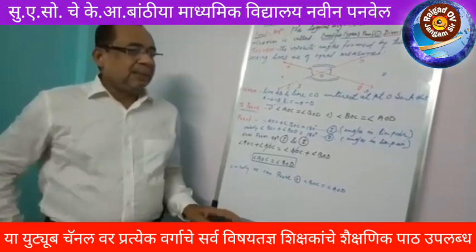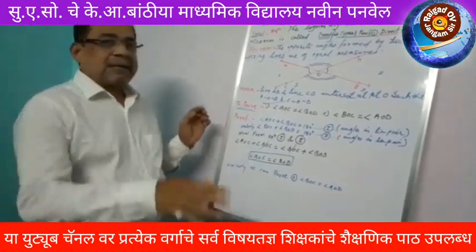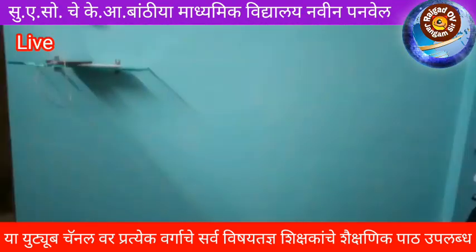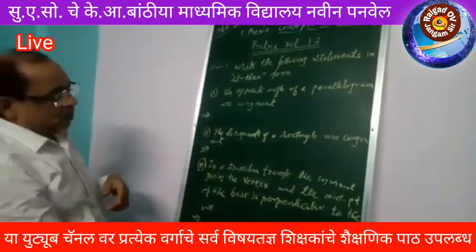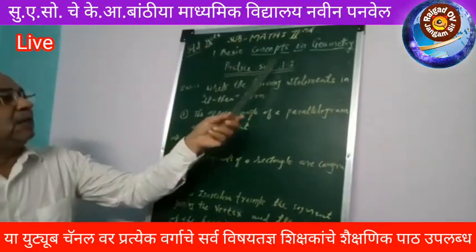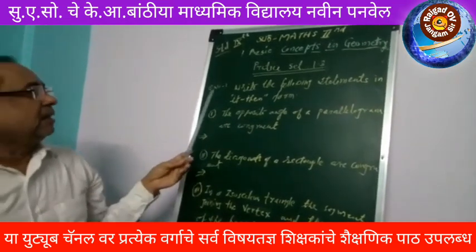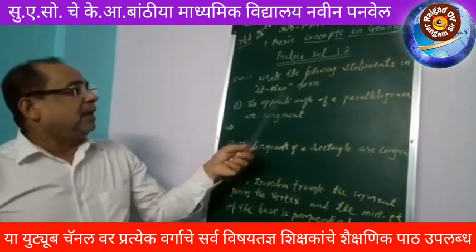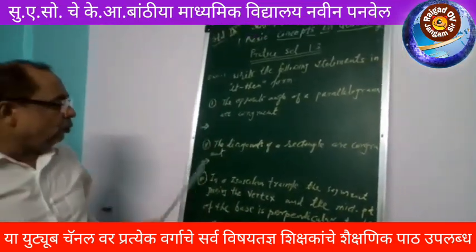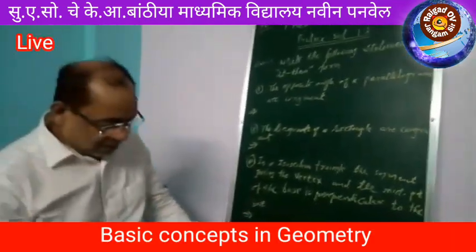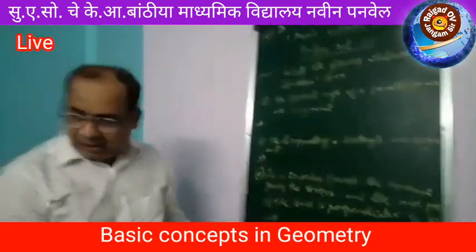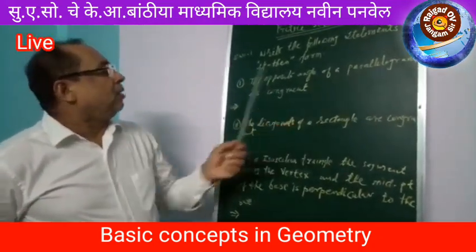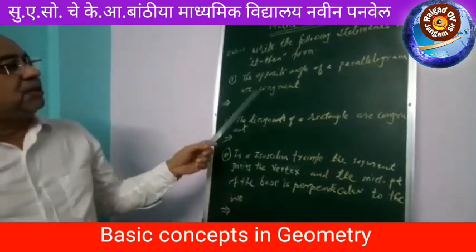Now lastly we can solve the practice set. See here, practice set 1.3. This is the last practice set. Question number 1. Write the following statement in if-then form. We have given 3 statements, and you can write the given statements in if-then form. So, the opposite angles of a parallelogram are congruent. This is the simple statement.